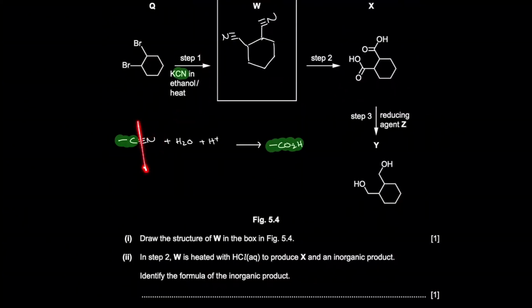Because in hydrolysis, the C triple bond N breaks, and nitrogen forms ammonia, but in acidic conditions, it will form ammonium. So NH4 plus. Since you have H plus, you can also say plus Cl minus. Since you have HCl, you would say NH4Cl. So that's the inorganic product, ammonium chloride. They say identify the formula, so it would be incorrect to name it. Be NH4Cl.